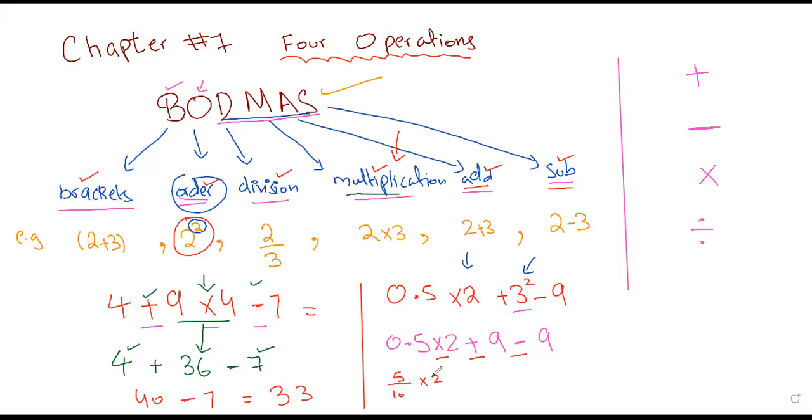2 divided by 2 is 1, so finally we are getting 1 plus 9 minus 9. Again, first we have to add and then subtract. So when we add 1 plus 9, we get 10, minus 9, that is 1.